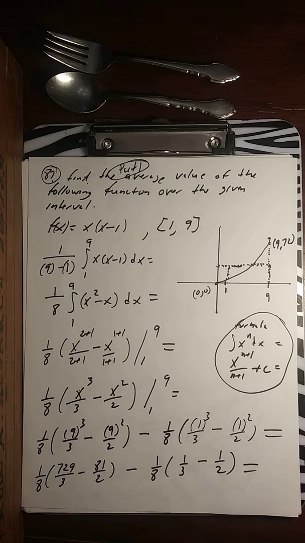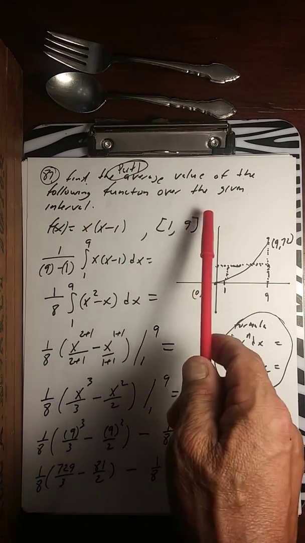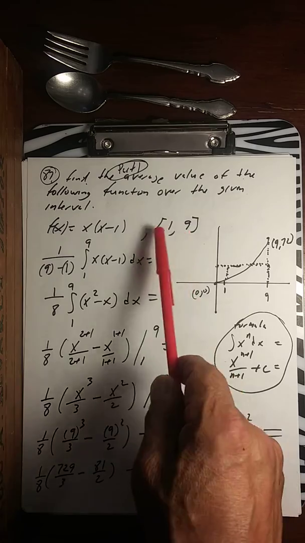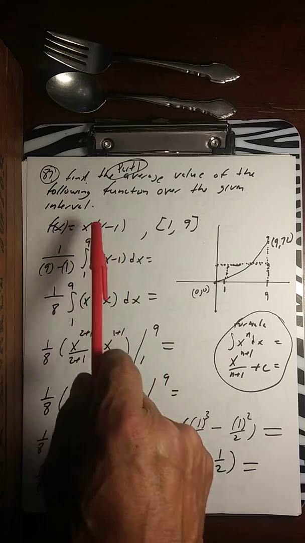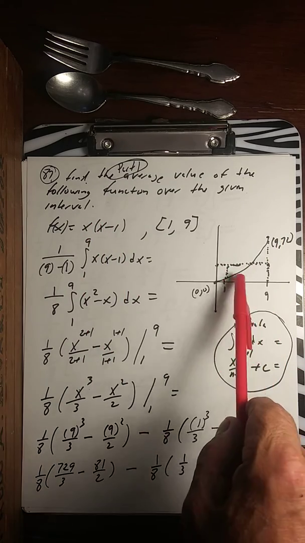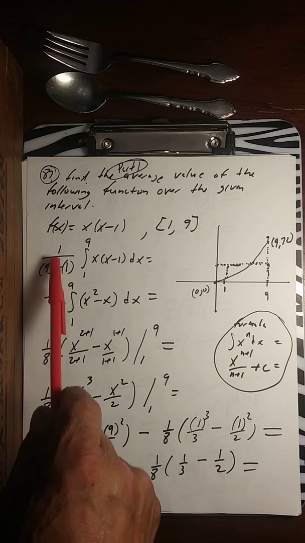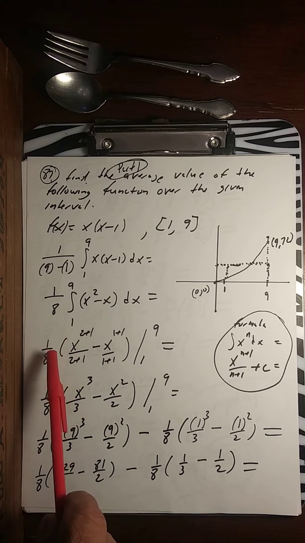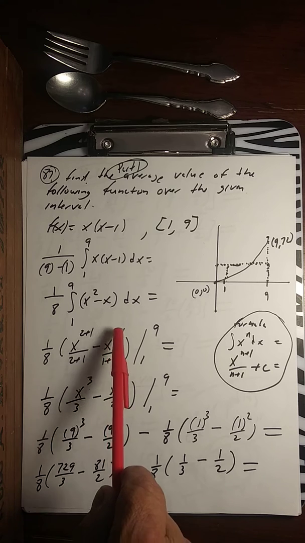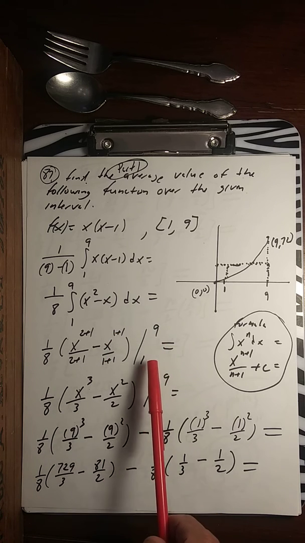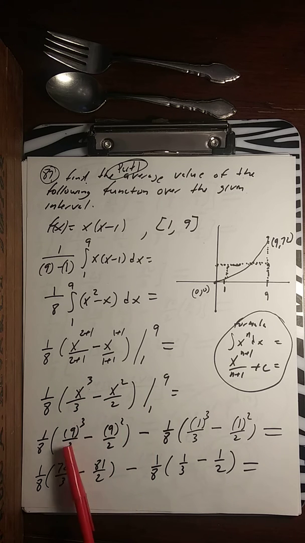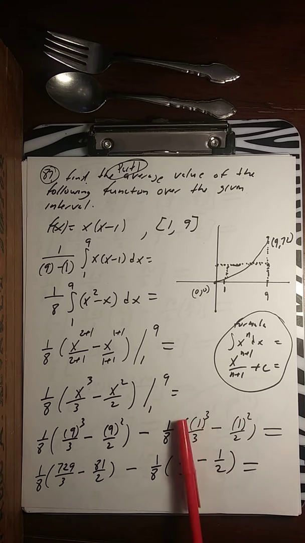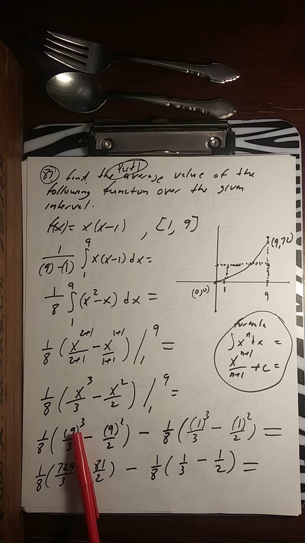Alright, number 87. Find the average value of the following function over the given interval. There's a function, interval. So 1 over 9 minus 1, the numbers right here, integral from 1 to 9 of that function. Finding the average of this guy right here. So 1 over 8 times the integral of this. Now we integrate this. 2 plus 1, 1 plus 1, from 1 to 9. So now we have this right here. Now we're going to put the 9 there, 1/8 of this, and negative 1/8 of this one. So we have 729, 81, and the 1's.